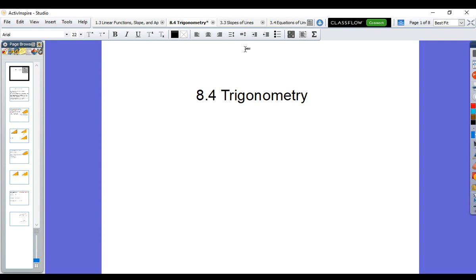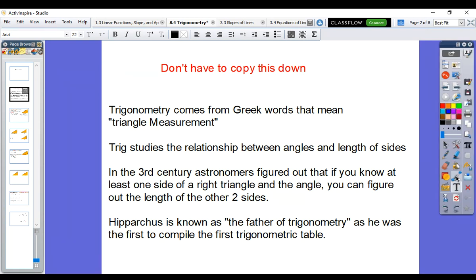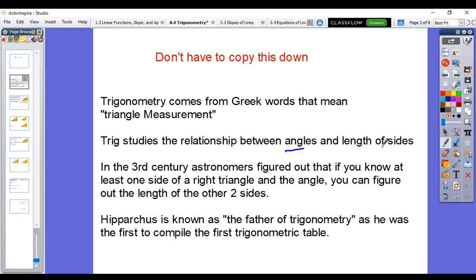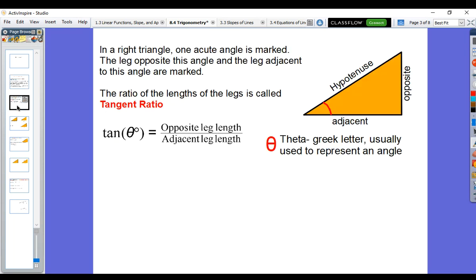All right, so we're talking about trigonometry 8.4 here. Just a couple of things about trigonometry. More exactly, it's measures of triangles, but more specifically, the relation between angles and the sides of the triangle. Now, this whole idea was done back in the Greeks. Hippocrates was known as the father of Greece. He created this table, which is a very long, extensive table, which if you Google a trigonometry table, you'll see it. But let's talk about tangent.